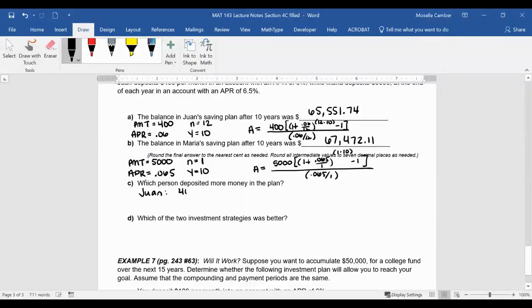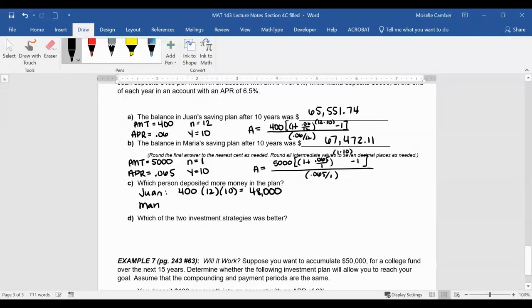He did $400 a month. So that was 12 times a year, and he did that for 10 years. So he deposited $48,000 in his account over those total 10 years.